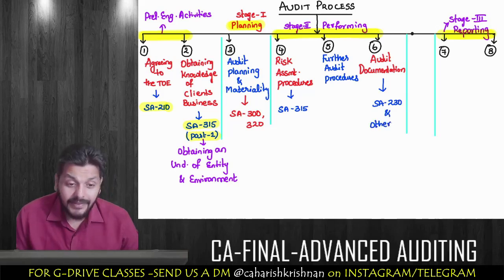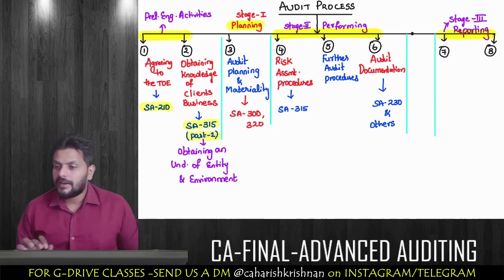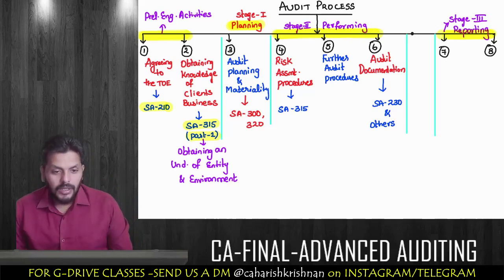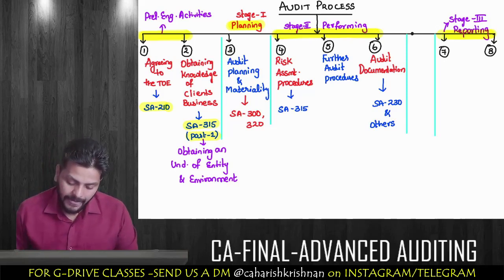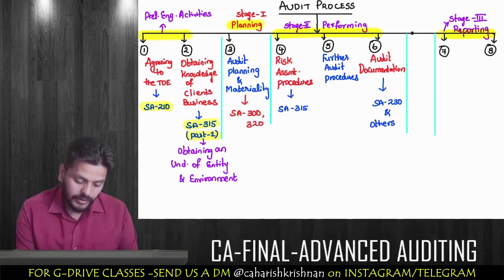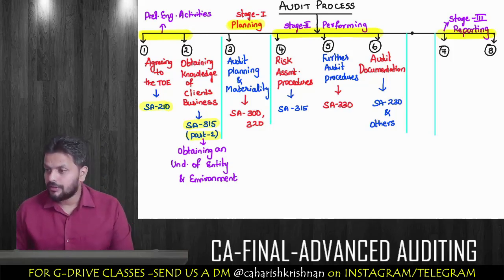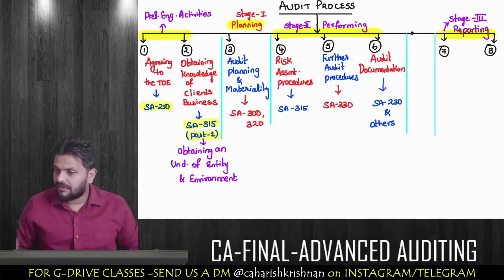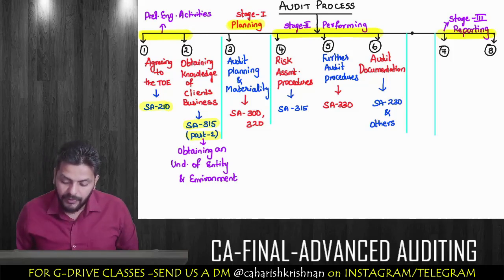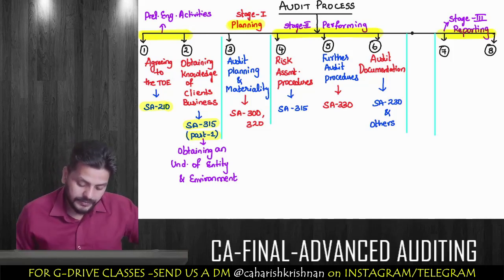When I say others, there are a lot of standards where at the end of every part of the standard, it talks about audit documentation. Every standard tells you what you document at the end of the standard. Then we have further audit procedures, discussed in SA 330, wherein we have compliance and substantive procedures. Risk assessment procedures and further audit procedures, compliance and substantive, are then further divided. All these, when we go to the performing stage, that is when we collect audit evidence, we will discuss.